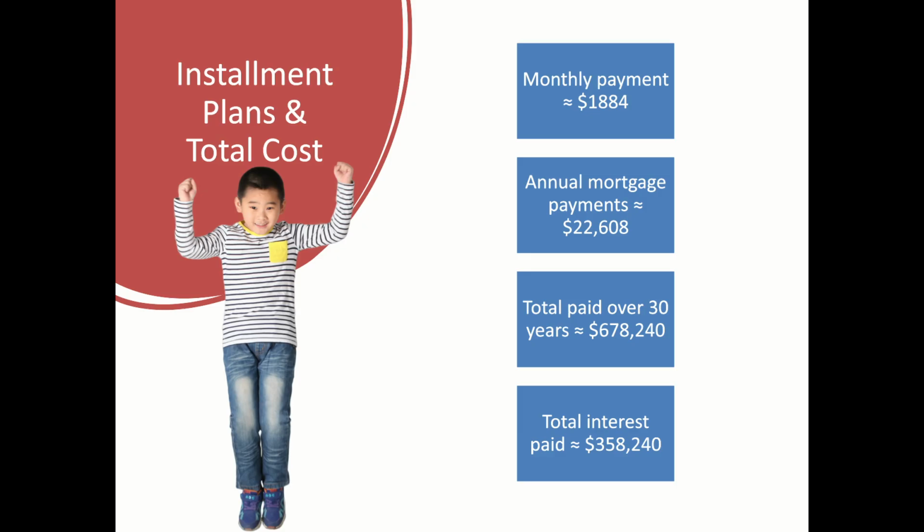With the monthly payment of $1884, we can calculate the annual mortgage of $22,608, and if we multiply that by 30, we can come out with the total principal and interest, which comes out to $678,240. Now, if we subtract the loan amount from that, we can find that we paid $358,240 in just interest alone.